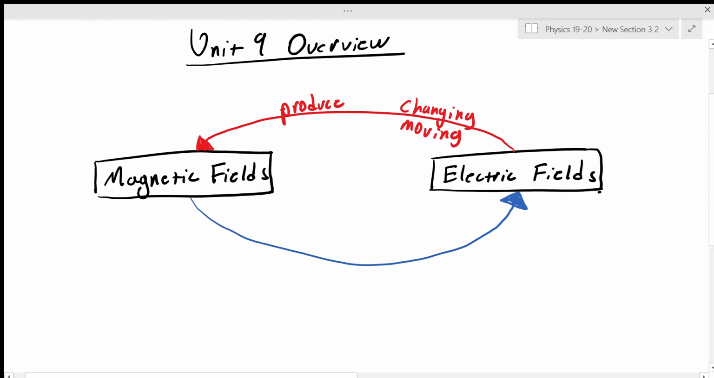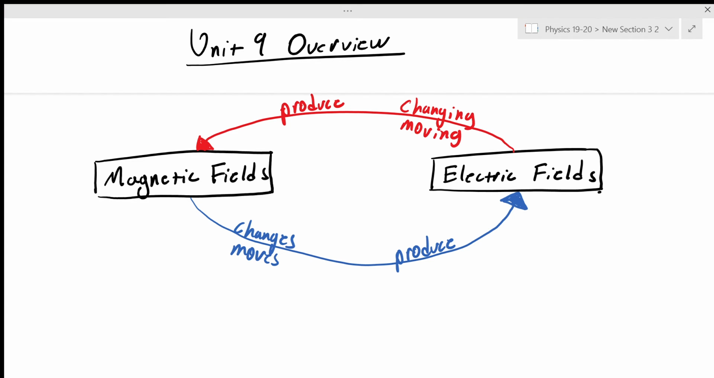And now a magnetic field will do the same thing when it comes to electric fields. If you have a magnetic field that changes or moves through space, then that's also going to produce an electric field. And in fact, what we learned recently is that these two fields are really like two sides of the same coin. An electron or a proton or anything with charge has an electric field, and it also responds to and produces its own magnetic fields as well.